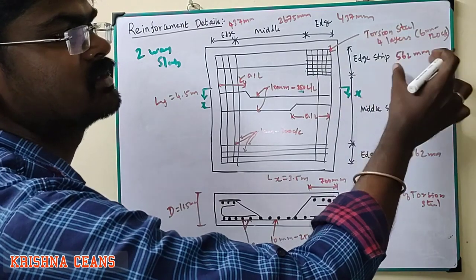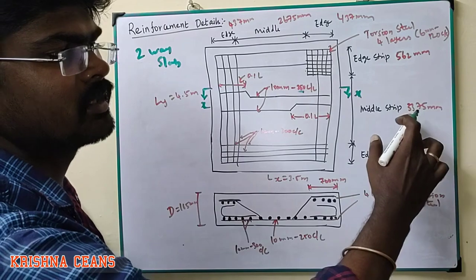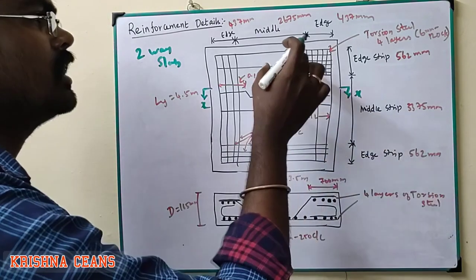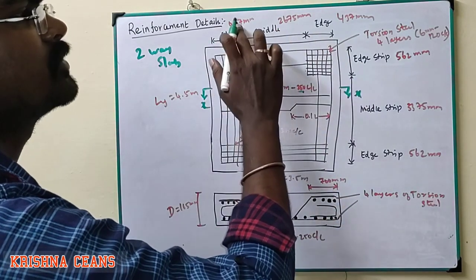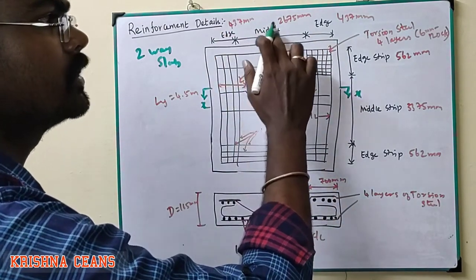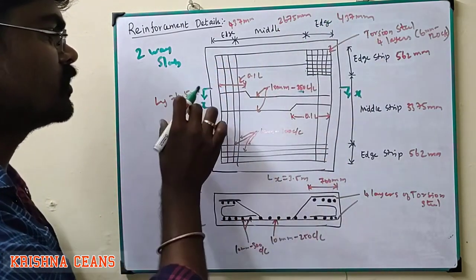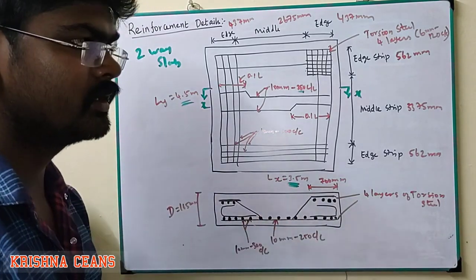The edge strips as per the condition are 560 mm, then the middle strip 3375 mm, then the edge strip 562 mm. Along the 3.5 meter shorter span direction, the edge strip is 437 mm, the middle strip 2615 mm, and the edge strip 437 mm. This is the 4.5 meter longer span, and this is the 3.5 meter shorter span.